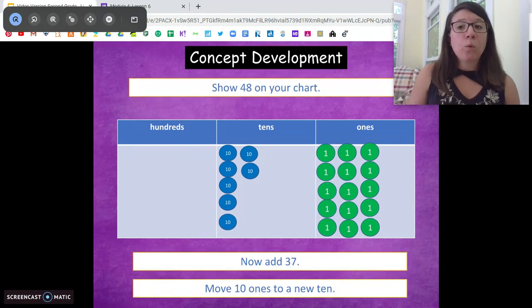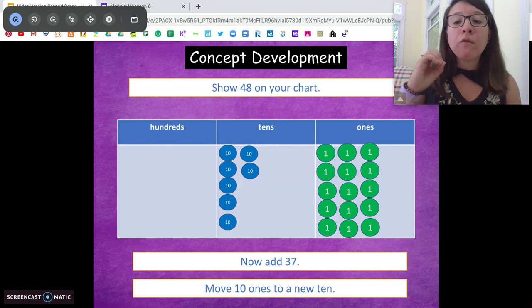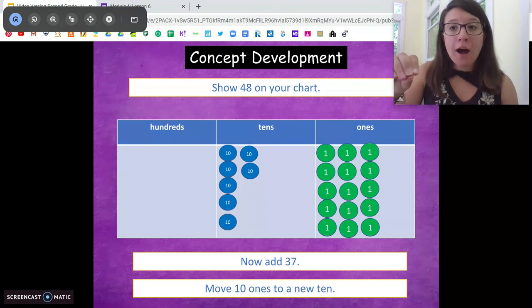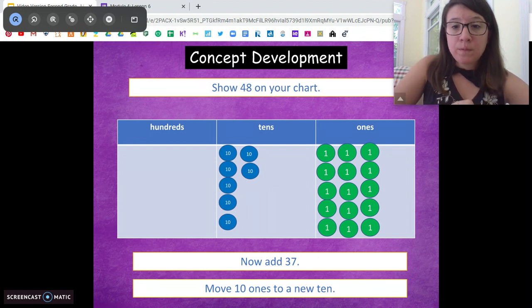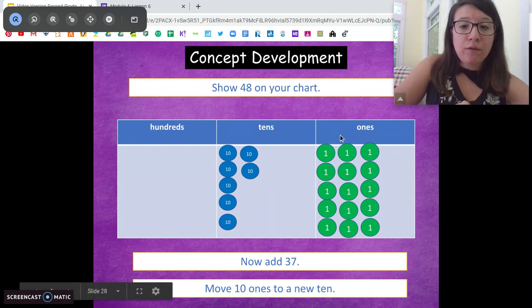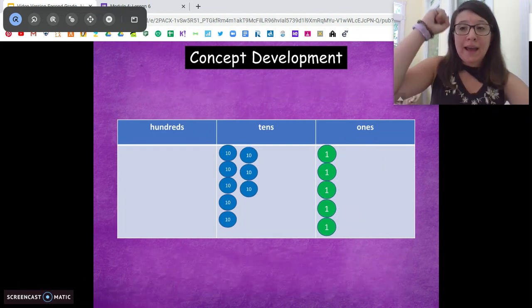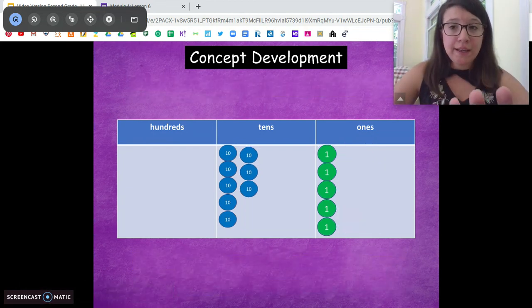Okay, now we're going to move 10 over to make a new 10. Pause and do that now. Okay, so I'm going to move these 10 over. I see 2 groups of 5. That's a group of 10. I'm going to move them over and add another 10 chip. Your board should look like this.